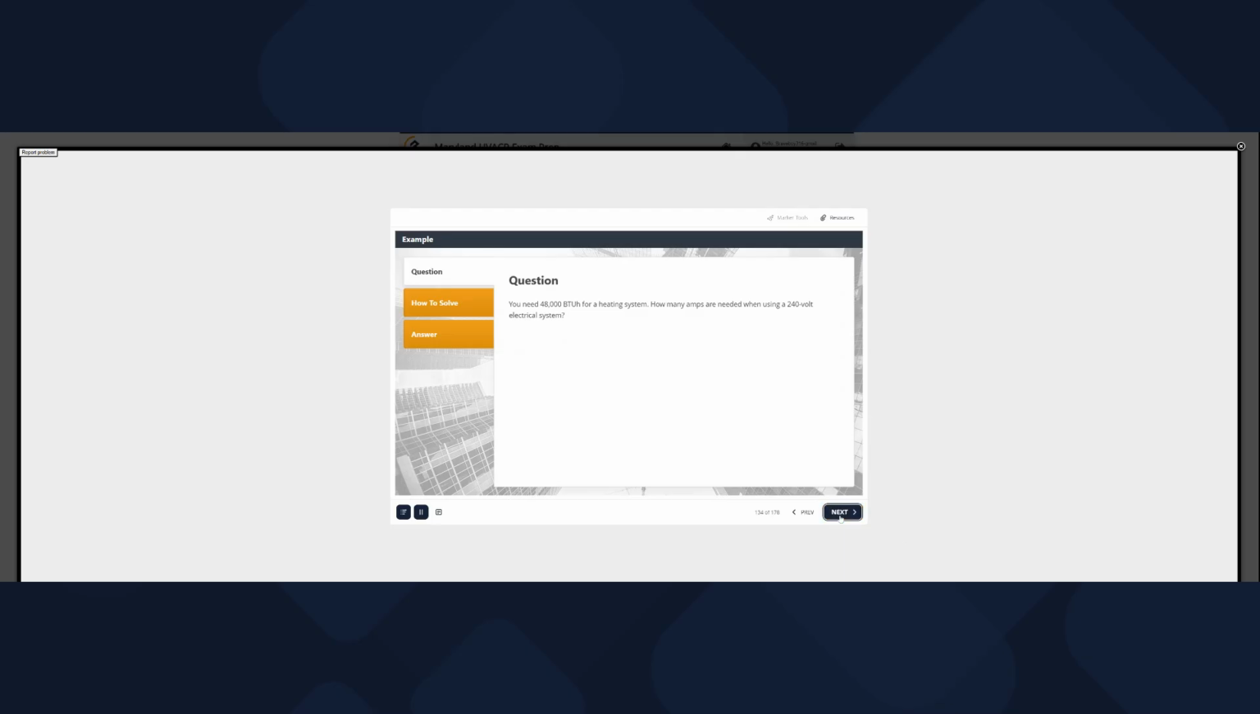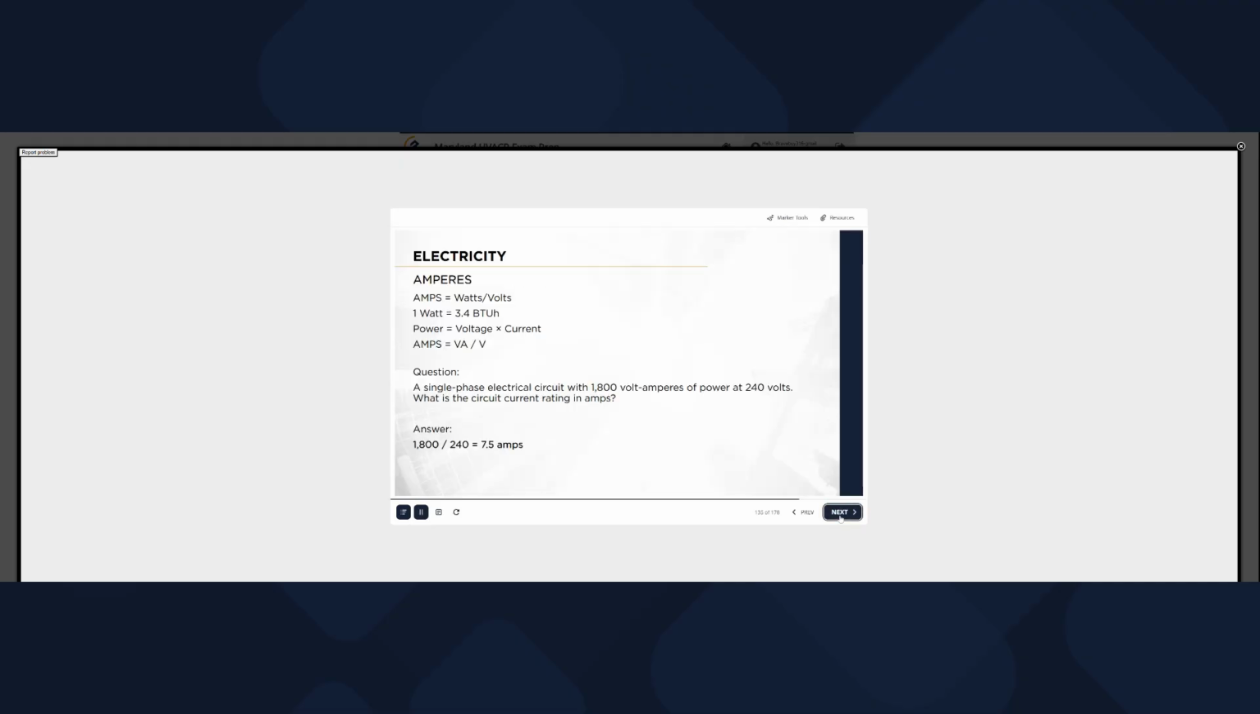Let's work through another example. Click the next button or on each tab to see how to solve and the correct answer. Power equals voltage times current. Amps equals volt amperes divided by volts. VA stands for volt ampere. Volt ampere is a unit of electrical power equal to the product of 1 volt and 1 ampere and equivalent to 1 watt of direct current.